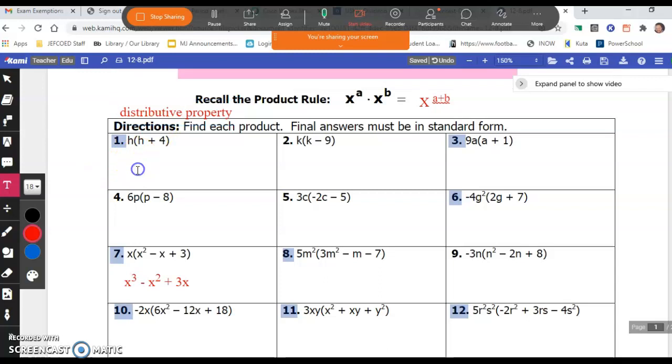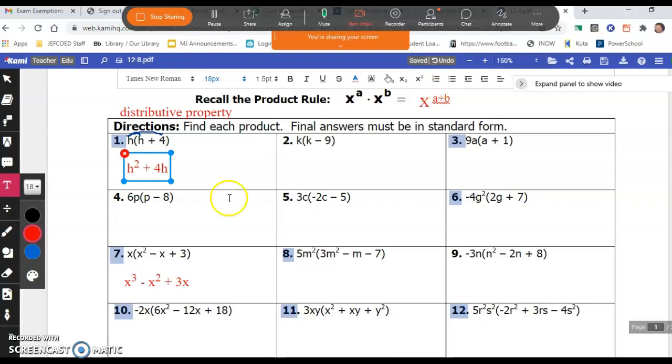Okay, so here if we're looking at number one, we're going to take the h, we're going to distribute it to the first h, and then we'll also distribute it to the 4 as well. So when we multiply h times h, what is that going to be? Not 2h, h to the second. We got to be careful there. If it was 2, it would be like multiplying it by 2, but there's 2 of the same, so we square them, okay? And then we have h times 4, which is going to be what? Plus 4h, okay?